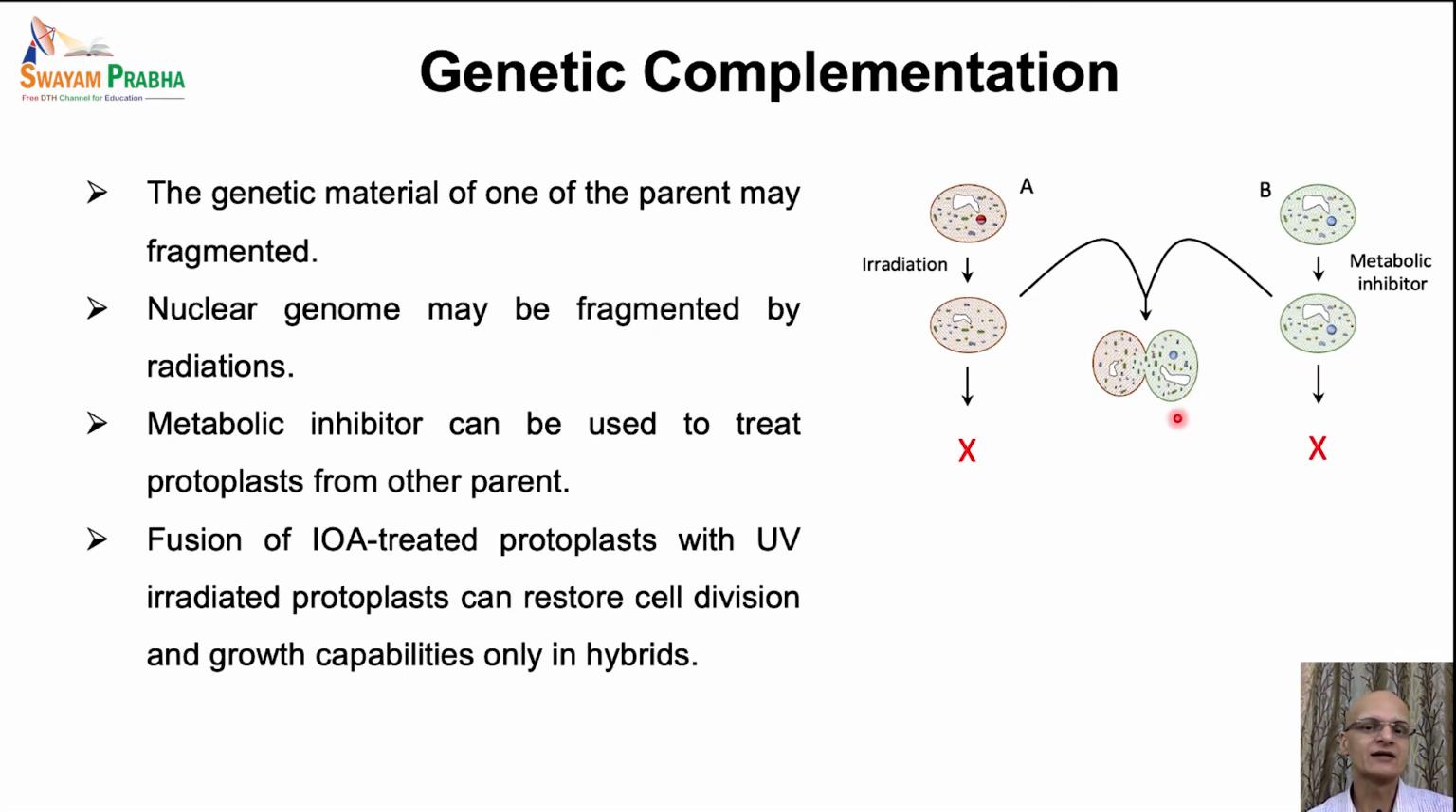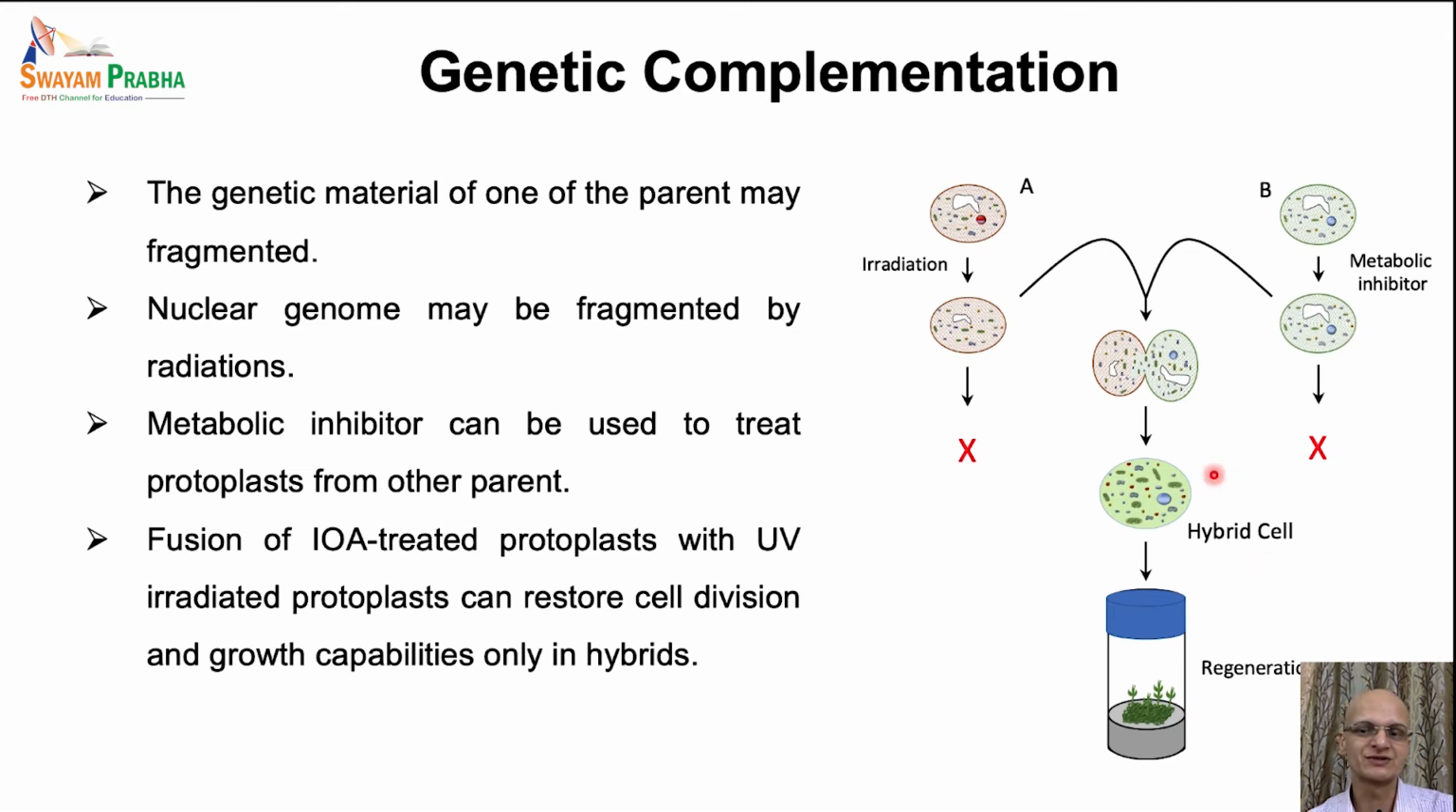Therefore, when the UV irradiated protoplasts of parent A, where the nuclear genome has been fragmented, will fuse with the iodoacetamide treated protoplast of parent B, where the cytoplasm has been inhibited, it can restore the cell division and growth capabilities in the hybrid only, and only the desired hybrid would be able to regenerate or grow in the in vitro cultures, and this makes the selection easier. Finally, the hybrids can be transferred onto the suitable culture media and hybrid plants can be regenerated.